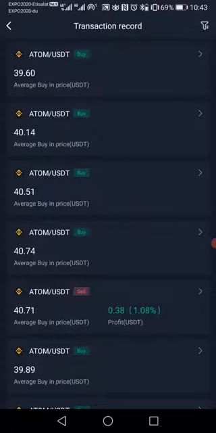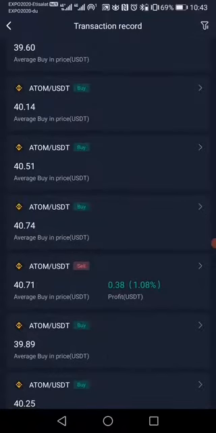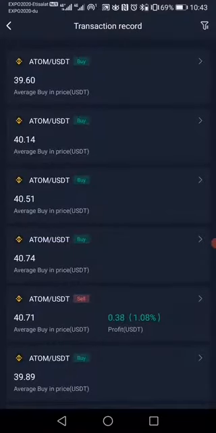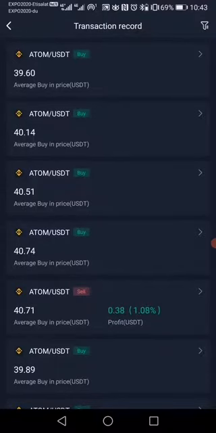So what did it do here? Started another trade for me at 40.74. You see? So what happened? When the price dropped again, it bought at 40.51. Then it dropped again, it bought at 40.14. Then it dropped again, it bought at 39.60. So that is the current position now.